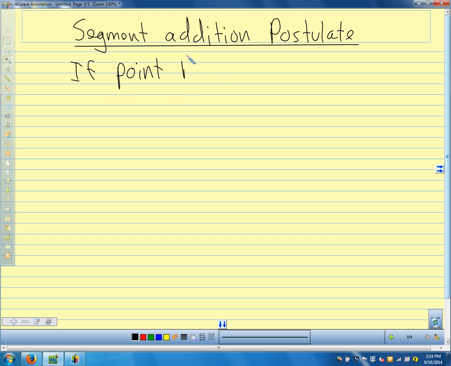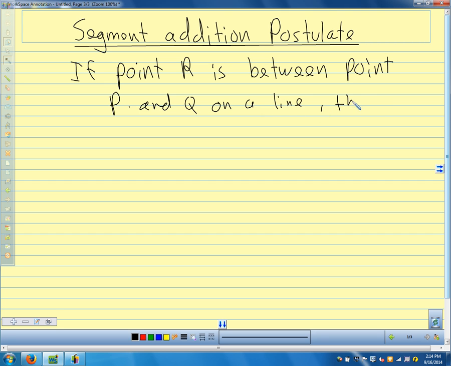If point R is between point P and Q on a line, then PR plus RQ equals PQ.